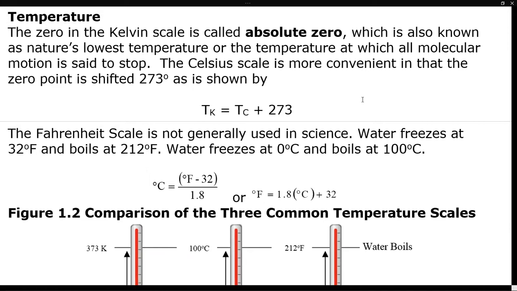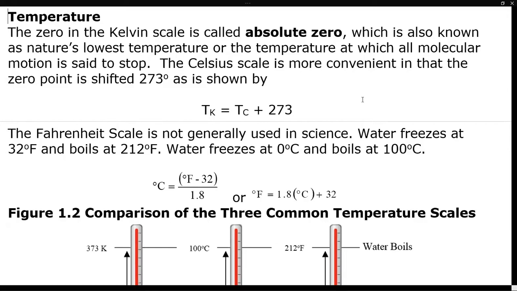Science in most of the world uses the Celsius scale, and it's more convenient in that the 0 point is shifted 273, really 273.15, but we'll kind of round off. And so the Kelvin temperature is equal to the Celsius temperature plus 273.